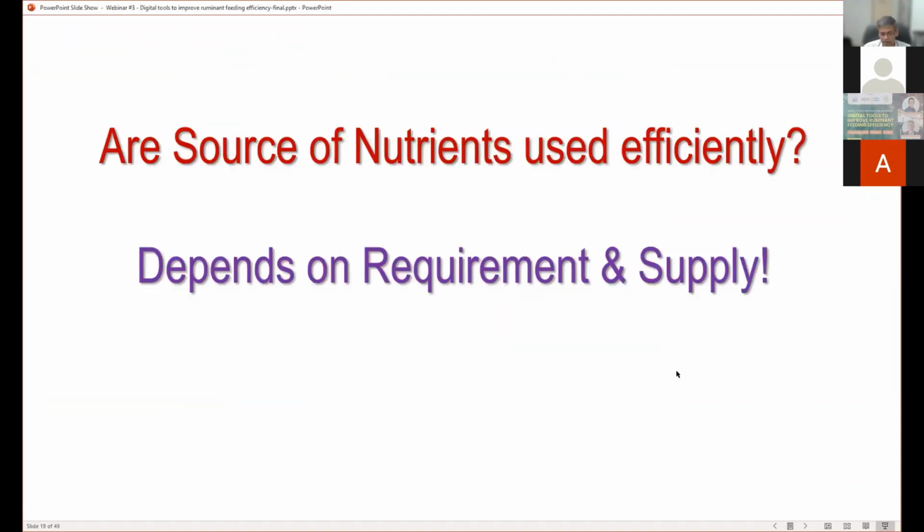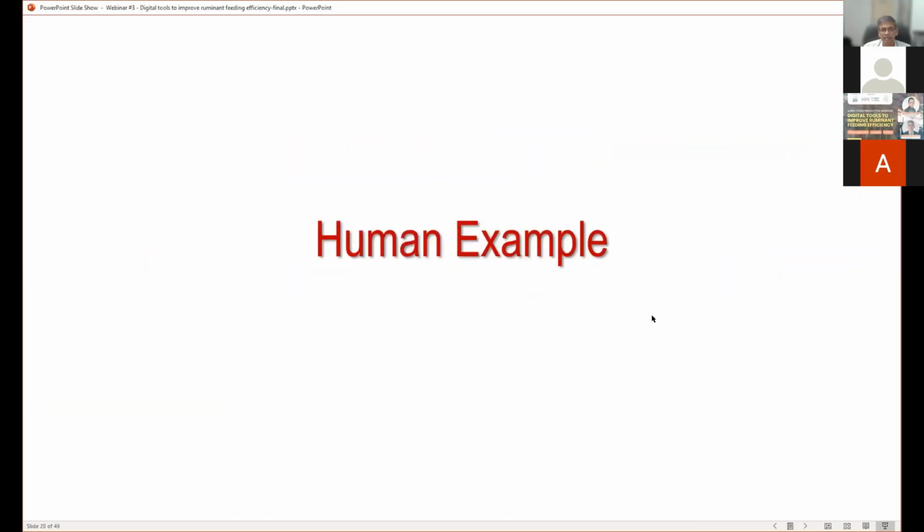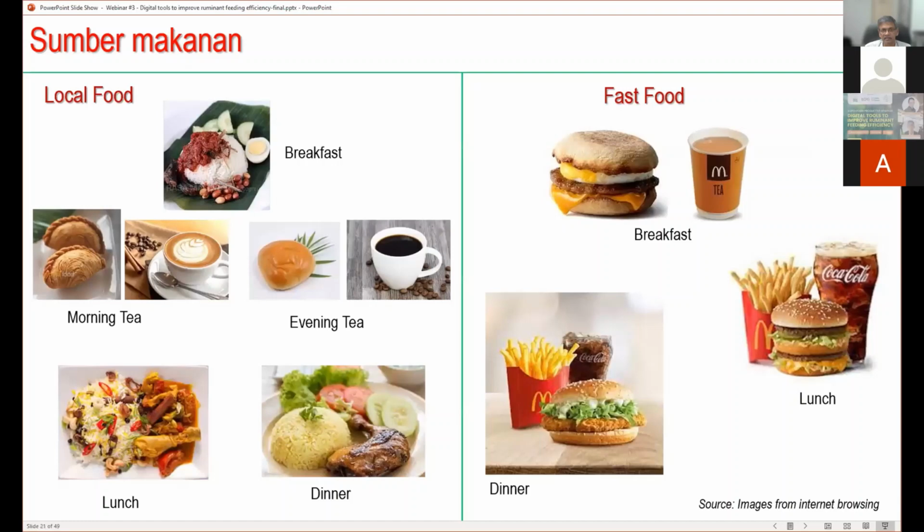So let's look at the human example. So we make sure that they are fed sufficiently, depending on requirement and supply. So jadi let's look at the human example. I took an example because I want people to see the comparison between human and animal. So as I sebut tadi, this is bukan highly technical, semi-technical, untuk menunjukkan how we can balance and reduce the feed cost. So let's say kita ambil makanan 2 jenis. One is local food and one is fast food. Remaja sekarang banyak suka makan fast food.